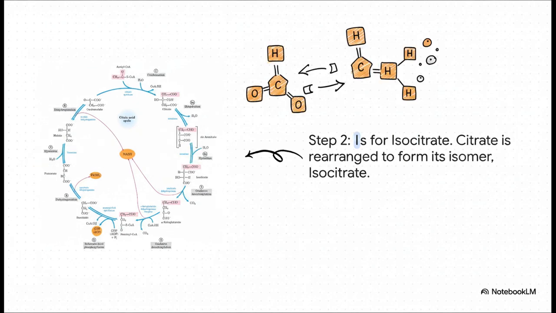Next up in our sentence is the word "is," which stands for isocitrate. Now this step is pretty simple, really. The citrate molecule just gets a little makeover. An enzyme comes in and rearranges its atoms to turn it into an isomer of itself, isocitrate. It's basically just a prep step for the real action that's about to come.